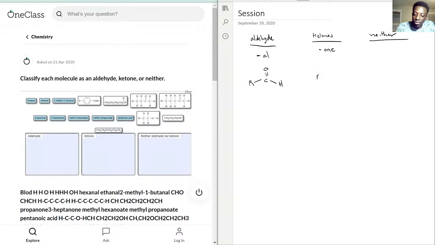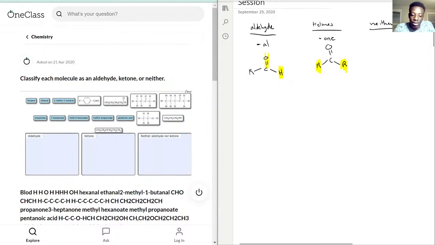Now ketone looks very similar to that, but instead of it being a hydrogen, you'll see that it's just another functional group. So ketones is when the double bonded oxygen is just in the middle of the functional group, quote unquote, while the aldehyde, it's actually in the end because you see the hydrogen there. Okay, so now knowing that, let's go forward and answer these questions.